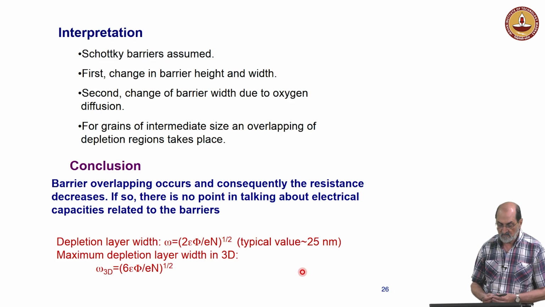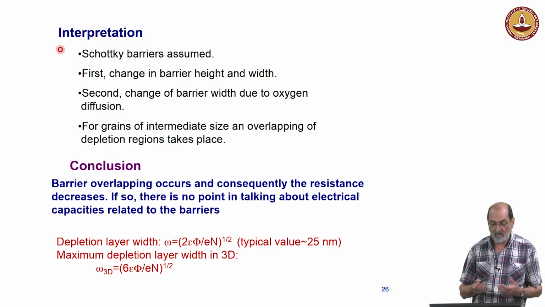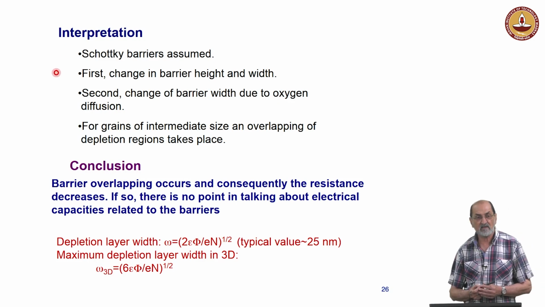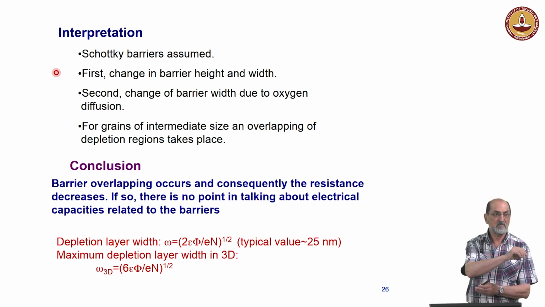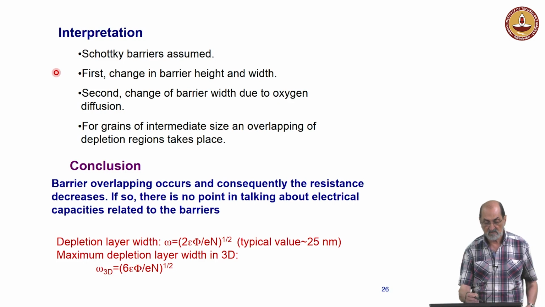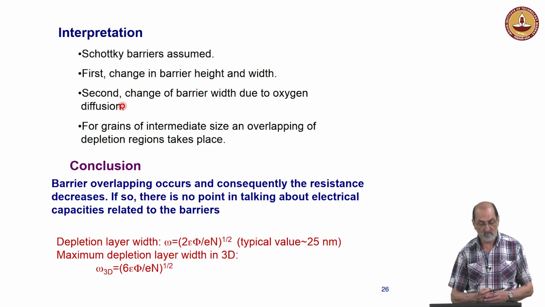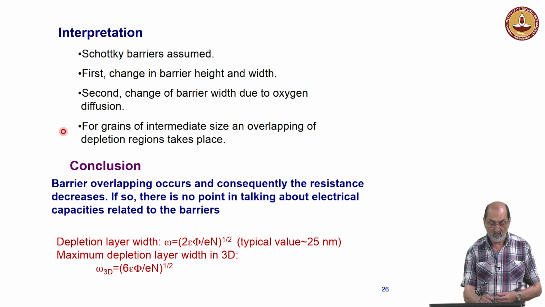So, interpretation. Schottky barriers are assumed. We think that they're forming barriers of the Schottky type. First, there is a change in barrier height and width. With more oxygen on the surface, the barrier height increases, and the depletion width increases too. Second, a change in barrier width due to oxygen diffusion. The barrier height essentially does not change, but since we have diffusion, the barrier width is going to change. And we have another problem too.